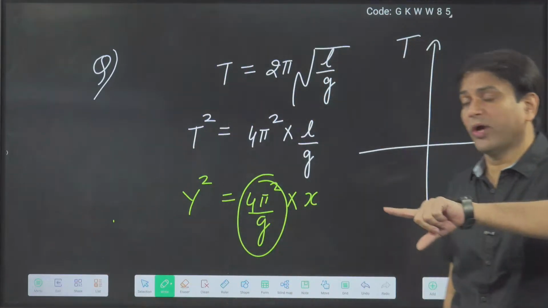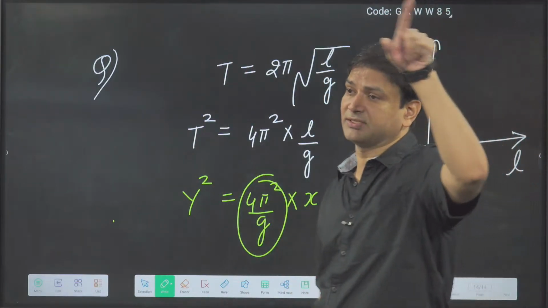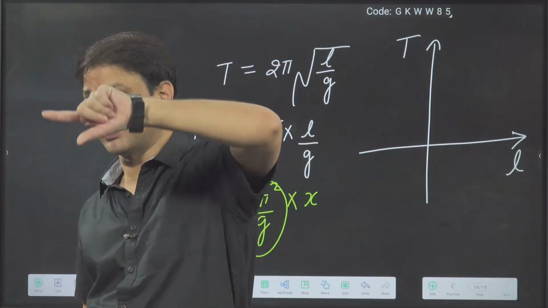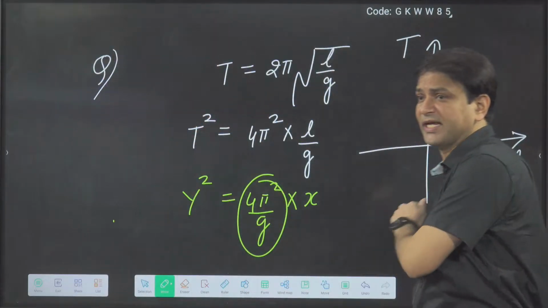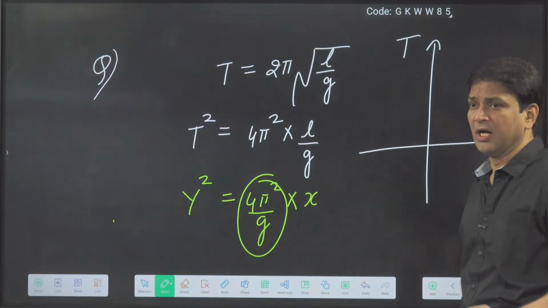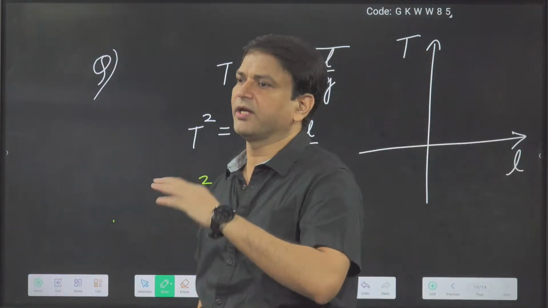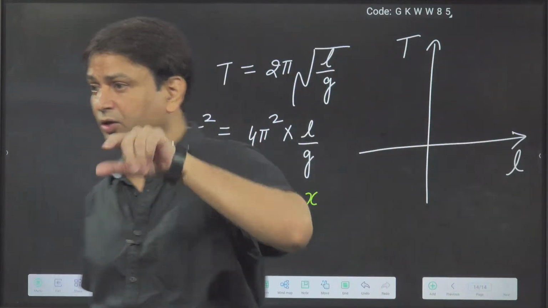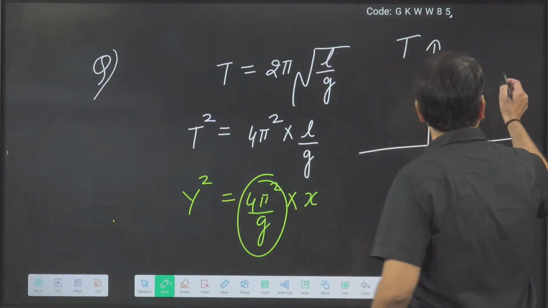Y square means symmetric about x. Symmetric about x means we have to take the x axis as a mirror. And here positive means right; if it is negative, then we will make it left. So y square is equal to cx, what graph will I draw?